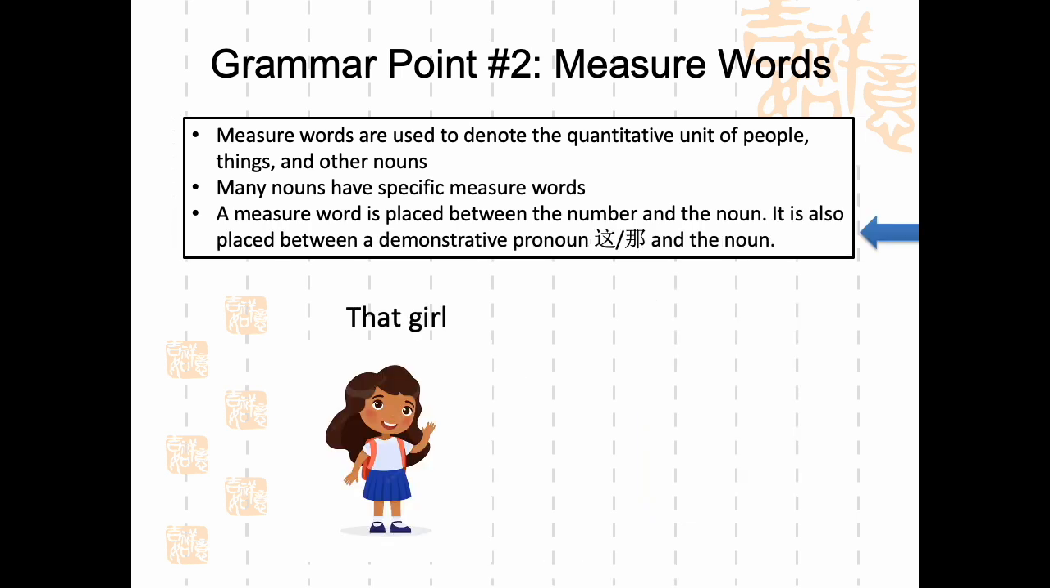It's also important to bear in mind that demonstrative pronouns like this and that also need a measure word between them and the noun. For example, 中文怎么说 that girl? You would say 那个女孩子。So notice how the 个 comes after the demonstrative pronoun and before the noun.